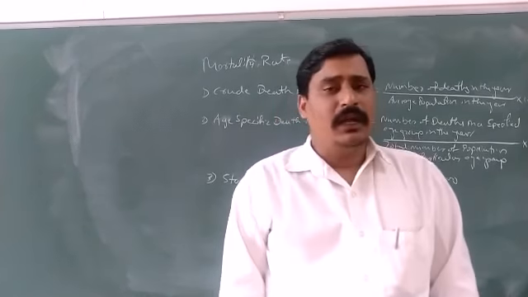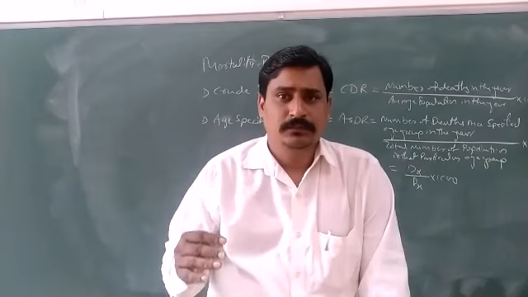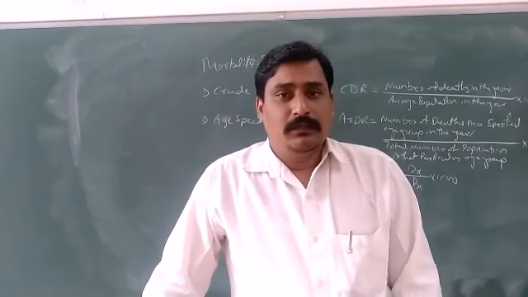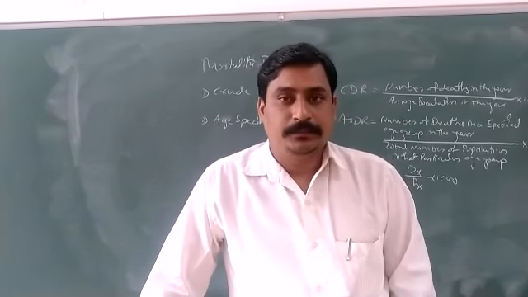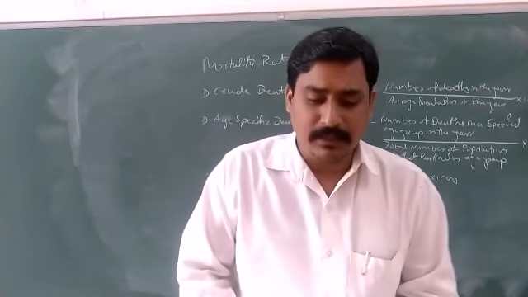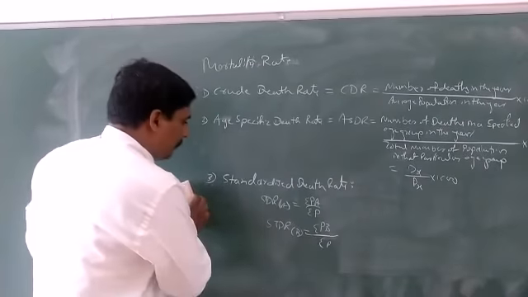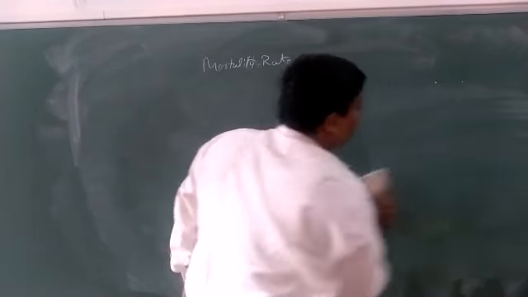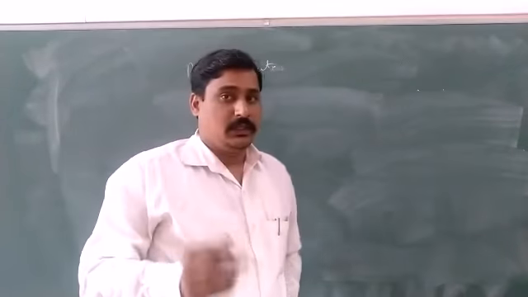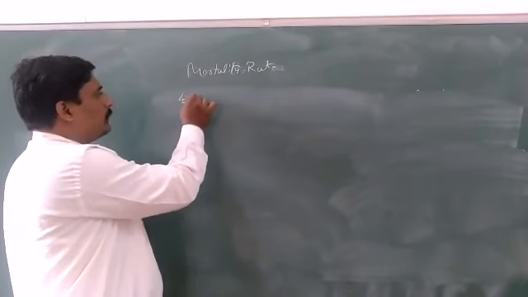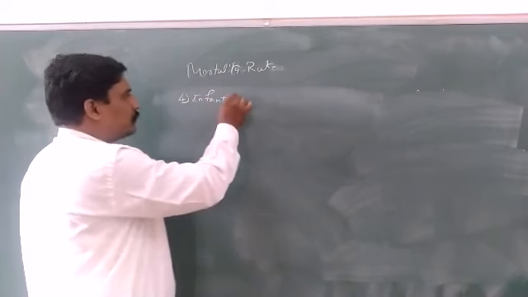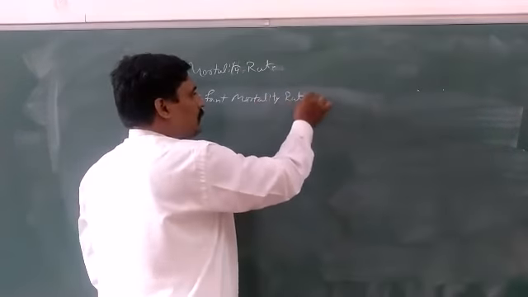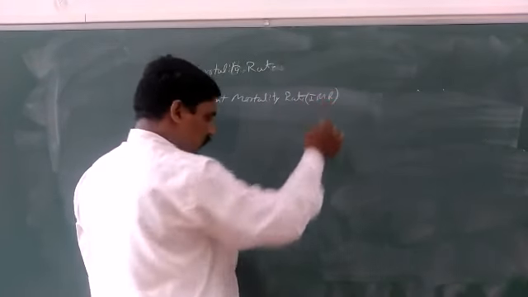Apart from these, we have another three mortality rates which are considered special because of their calculation pattern. So let us discuss them one by one. First among them, the fourth one, is the infant mortality rate, that is IMR. So what is the IMR?